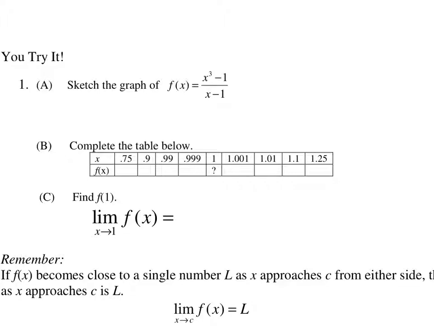Just as a little review, on your calculator you're going to hit the Y equals button, and then type that in: x cubed minus 1. Make sure you put it in parentheses, divided by parentheses x minus 1. And then you hit graph, and it should look like a parabola.